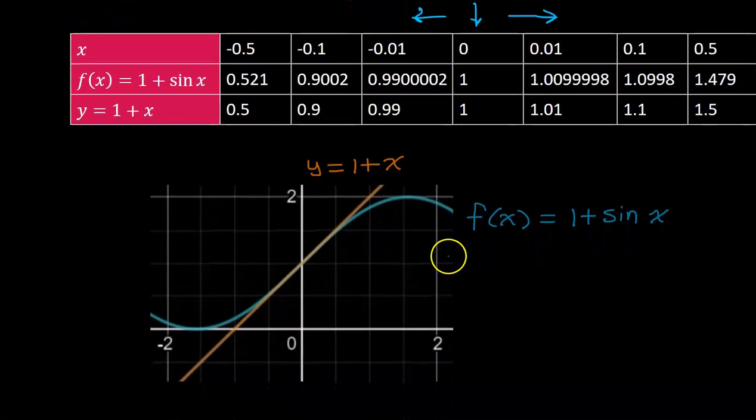If you glance at a graph, you can see why this is working out so well. Close to the point of tangency, you see that the function and the linear approximation appear to overlap. So as long as we are near the point of tangency, we can often use the linear approximation as a substitute for the actual function.